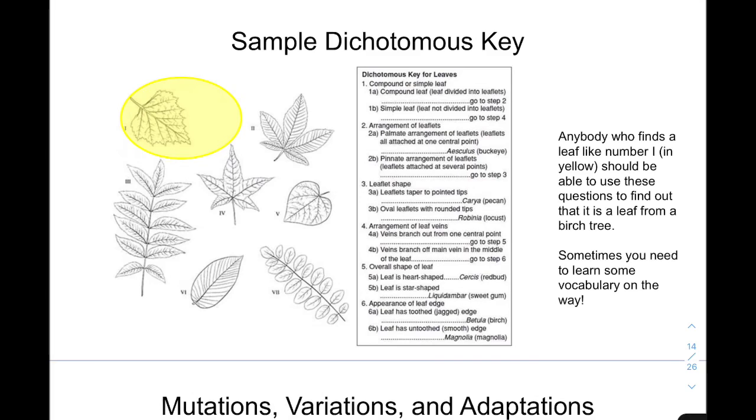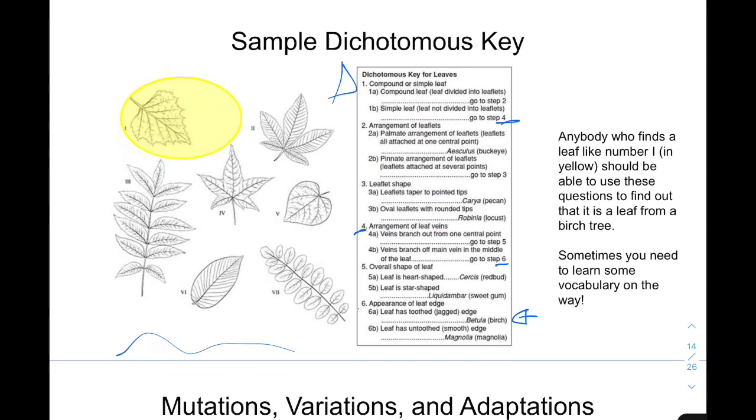So if you have these leaves available and you find this one today and you say, what is it? You go look at your tool, which is the key. You should be able to answer the questions about this leaf and figure out that this one is a birch leaf. So is this a compound or simple leaf? We can look at the definition, but this is a simple leaf, so we go to step 4. Step 4, do the veins branch out from one central point or off a main one in the middle? Looks like off a main one in the middle. Go to step 6. Step 6, is the edge smooth or toothed? It is toothed, so it's a birch leaf.